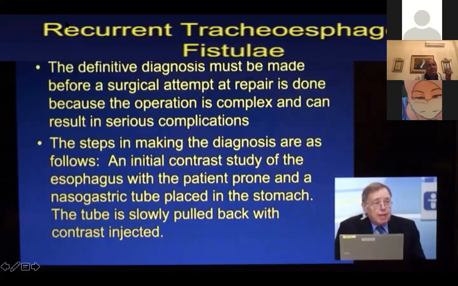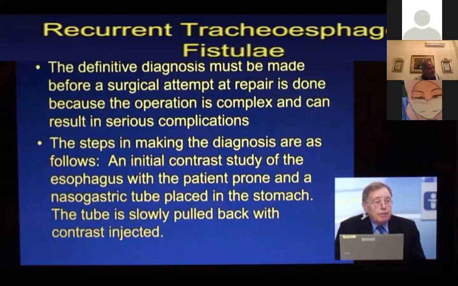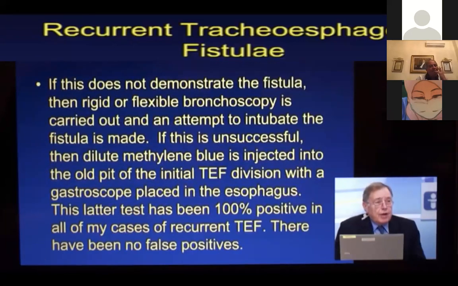The steps in making the diagnosis are as follows: an initial contrast study of the esophagus with the patient prone and a nasogastric tube placed into the stomach. The tube is then very slowly pulled back and contrast is injected. Next one. If this does not demonstrate the fistula, then a rigid or flexible bronchoscopy is carried out and an attempt to intubate the fistula is made.